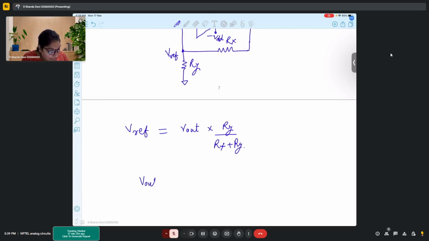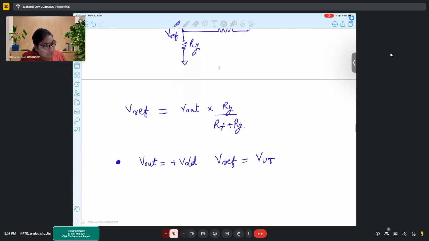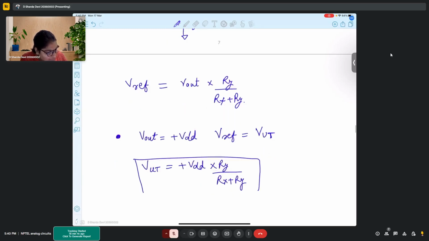So when V out equals plus VDD, your Vref is VUT, that is upper threshold. Upper threshold or higher threshold, it's up to you, whatever you want to call it. So Vref is VUT. And what is the value of VUT? VUT is plus VDD times Ry upon Rx plus Ry. This is plus VUT.